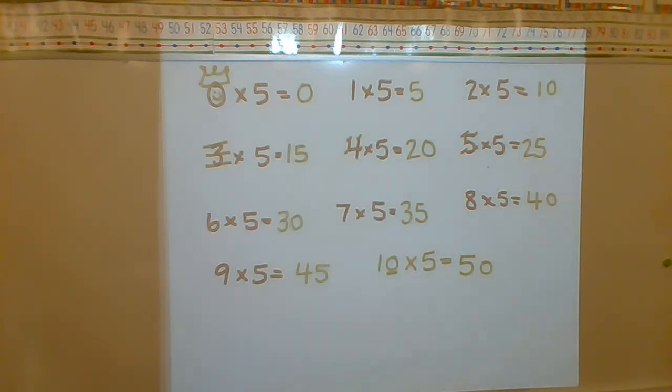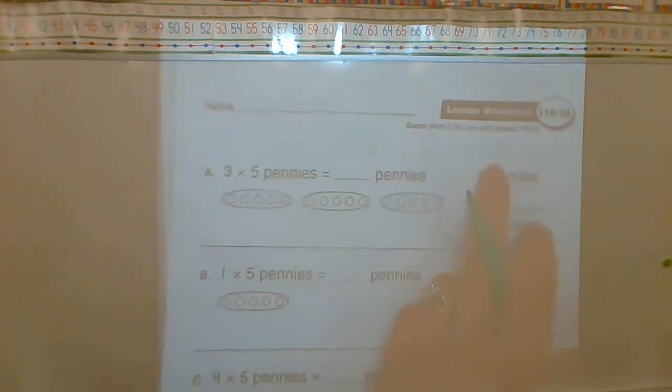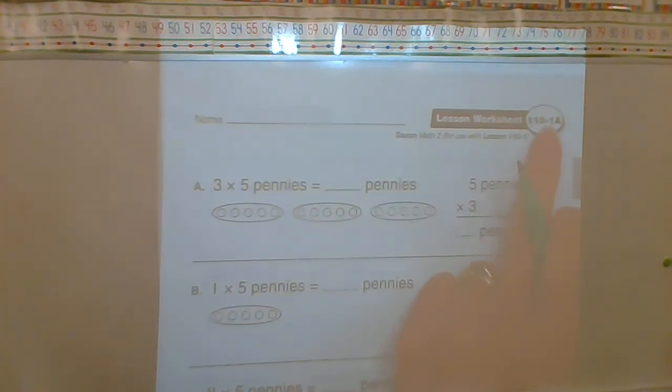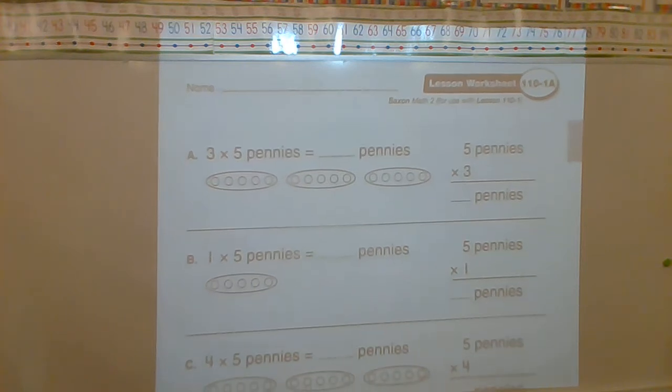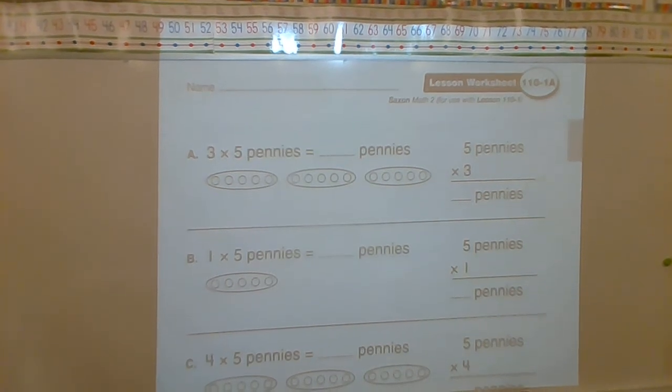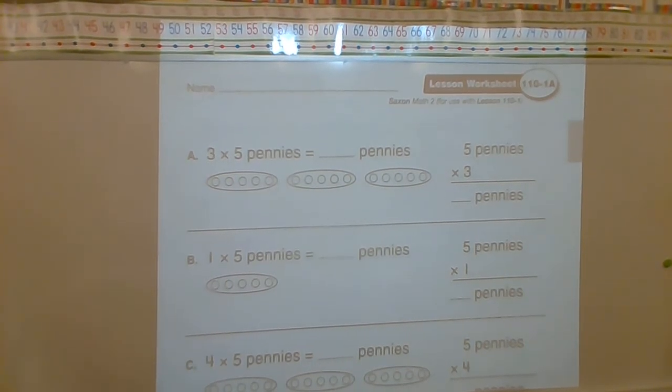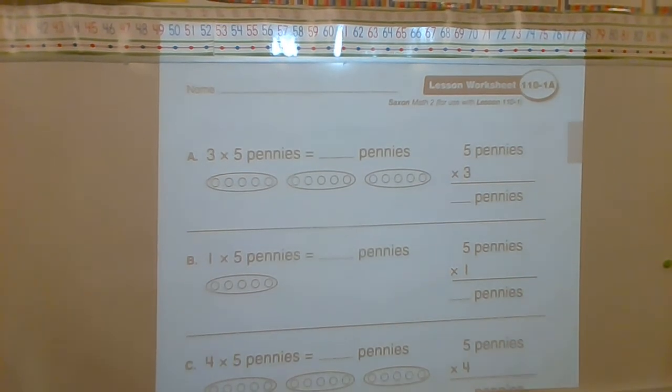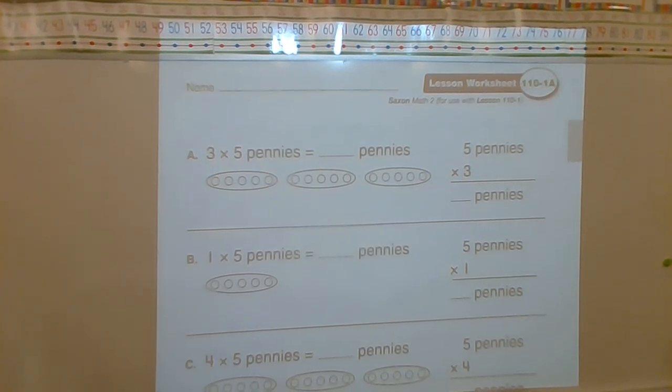Let's go ahead and take a look at lesson worksheet 110-1A. Can you find that worksheet that looks like this? Okay. All right, now let's take a look at box A. How many pennies? I need to stop shaking that. I'm so sorry. I'm bumping that table, just making things shake. Let me try again. Sorry, pardon me. Chair on the table, a chair on the floor.